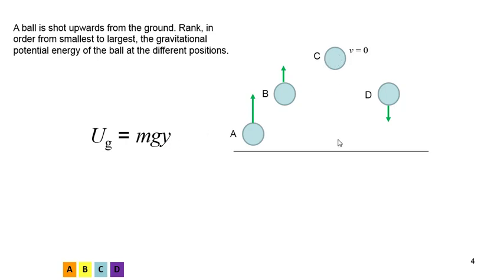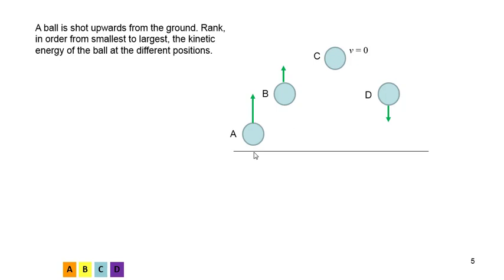C is the highest off the ground, so its y position will be the biggest. So when the ball is at this position here at the top, it's going to have the most potential energy. B and D are at the same height, so they have the same amount of potential energy. And A is the lowest one, so that has the least amount of potential energy.